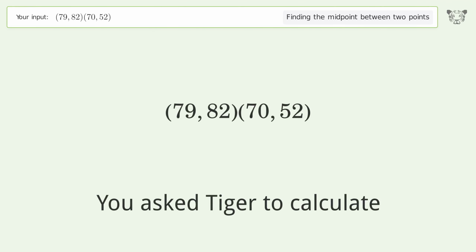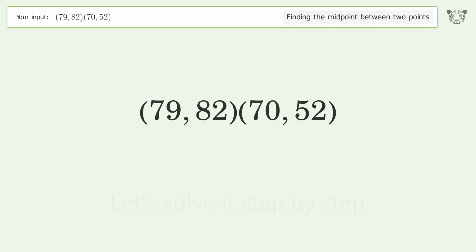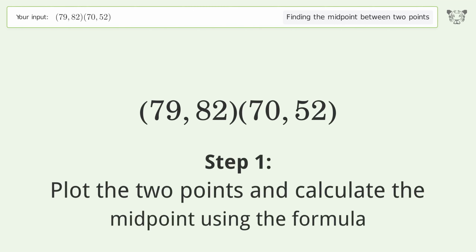You ask Tiger to calculate. This deals with finding the midpoint between 2 points. The midpoint between the 2 points is 74, 567. Let's solve it step by step. Plot the 2 points and calculate the midpoint using the formula.